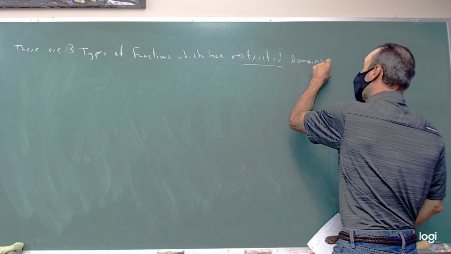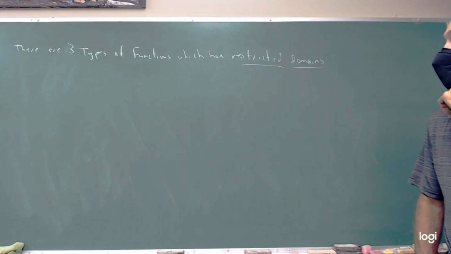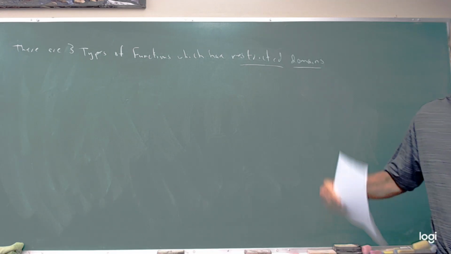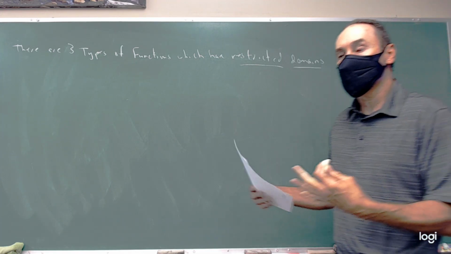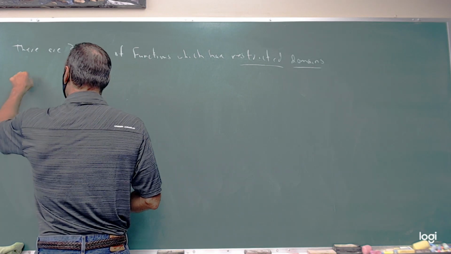So these I'm talking about now are equations. We're going to look at a function given as an equation or a formula. There are three different types that have restricted domains, and this is something you just have to be on the lookout for and be aware of. By their structure, they're not going to be able to accommodate all real numbers. So we're going to do some examples.